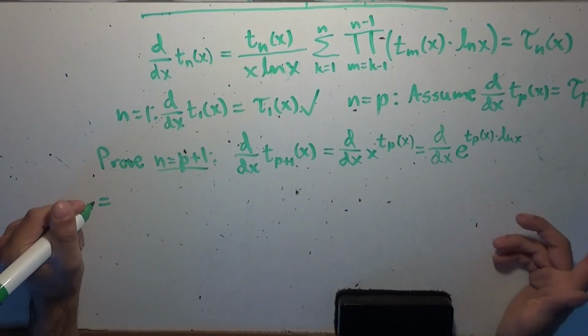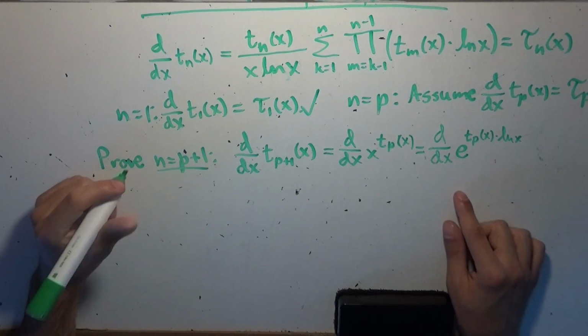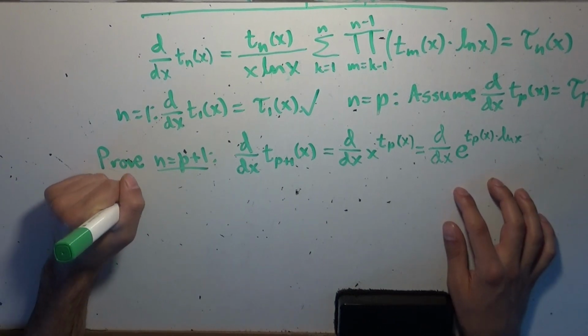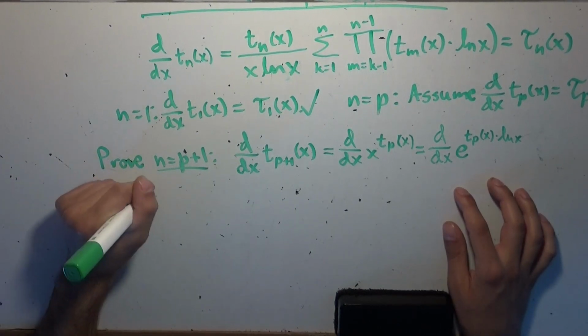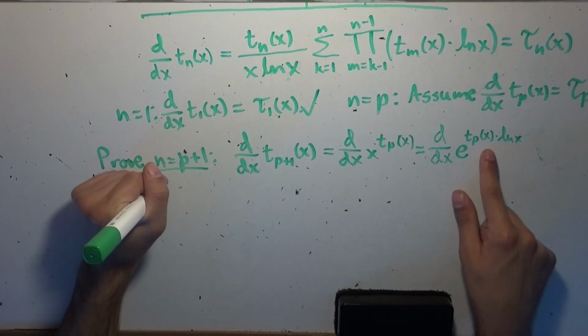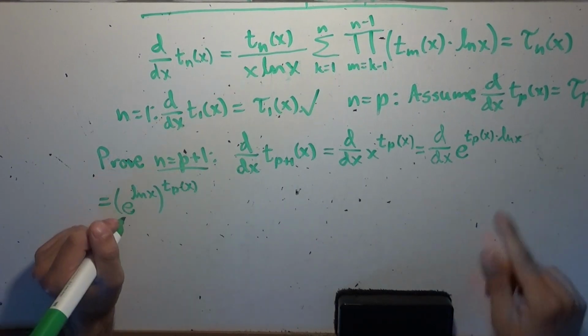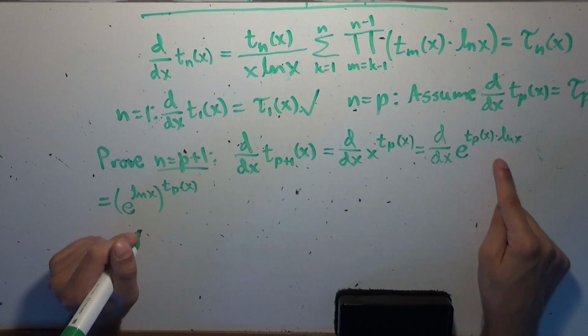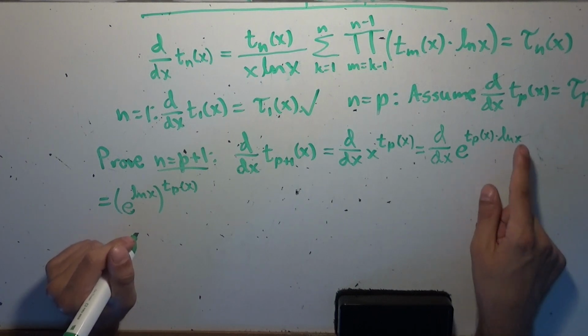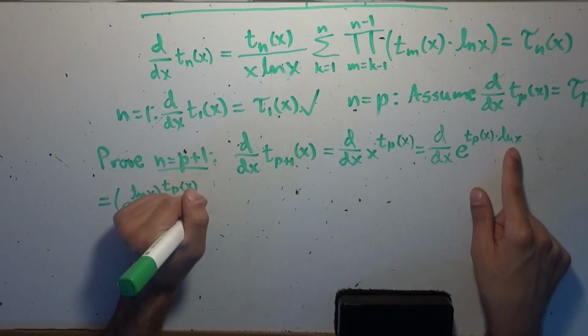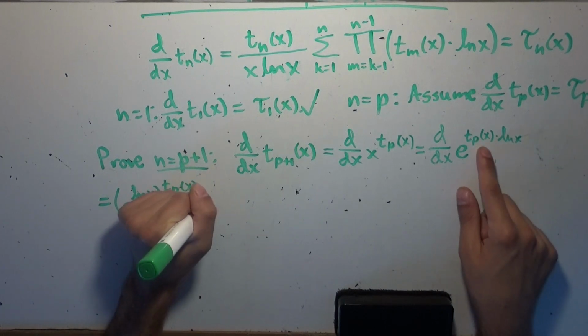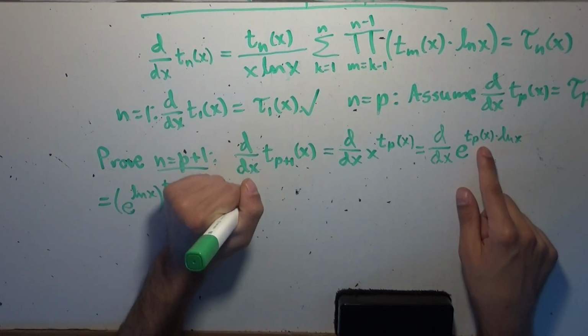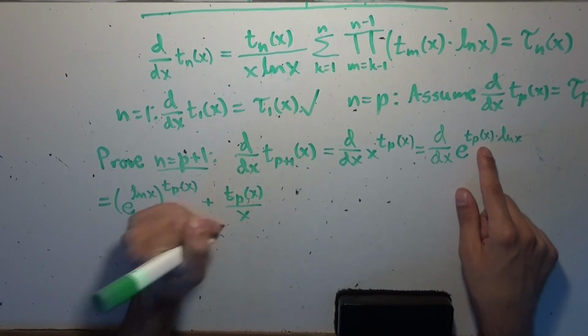Well, the derivative of e to the something is just e to that thing, so that stays. So we get e to the log x all to the power of the p tetration of x. And then we have to take the derivative of the inside, right? So the derivative of the inside, let's swap these. We would take the derivative of the log function, which is 1 over x, times the pth tetration. So we get t_p of x over x, right?